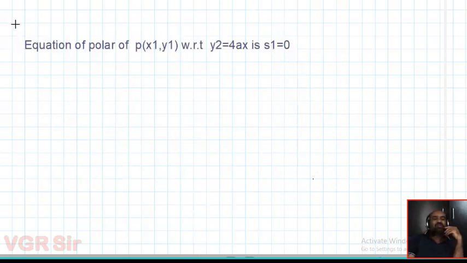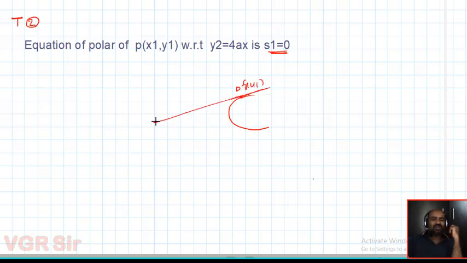Next, theorem number 2. How to find the equation of the polar for a given parabola. The equation of the polar of P(x1, y1) with respect to y square equal to 4x is S1 equal to 0. Don't confuse, I will explain. So this is the parabola. This is P(x1, y1). This becomes S1 equal to 0. Not only for a parabola, for any conic the same S1 equal to 0 is for the tangent equation, S1 equal to 0 for the chord of contact, S1 equal to 0 for the polar.